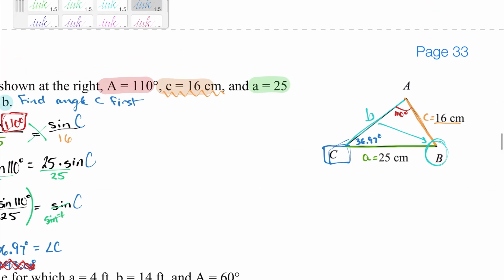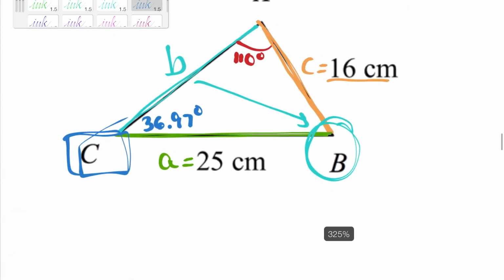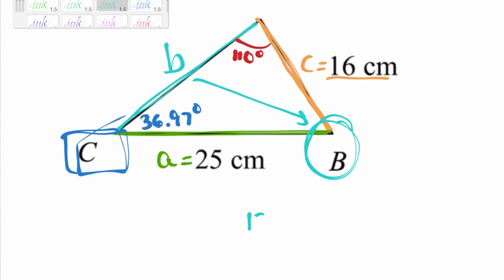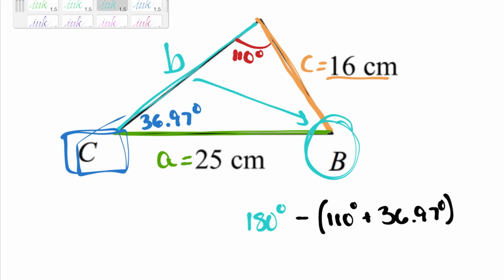So now that I have my angle C, I can figure out angle B using that knowledge that a triangle is 180 degrees. And so I end up with about 33 degrees. I'm going to be using some decimals, but that's okay. You can always do a little bit more rounding if it makes you feel better.